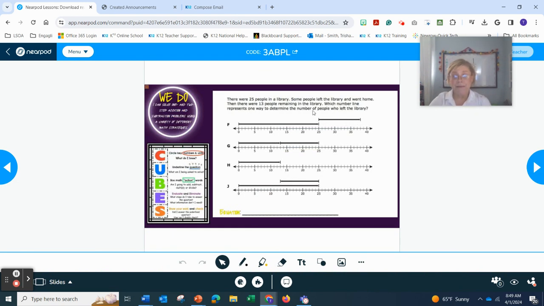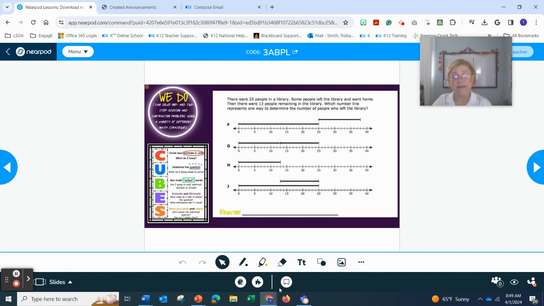There are 25 people in the library. Some people left the library and went home. There were 13 people remaining in the library. Which number line represents one way to determine the number of people who left the library?